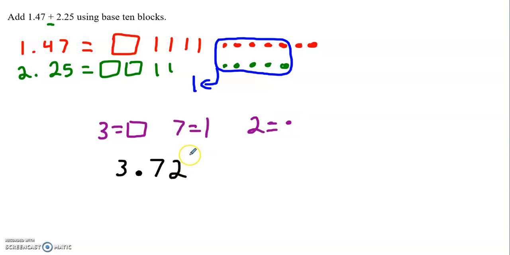It's a fast kind of concept, and I know that this is my final answer, so I'm going to circle it because this is not a word problem. It doesn't require me to put it in a sentence. But I can say the sum of 1 and 47 hundredths plus 2 and 25 hundredths is 3 and 72 hundredths. So I want you to pause this video now and put this in your notebooks.